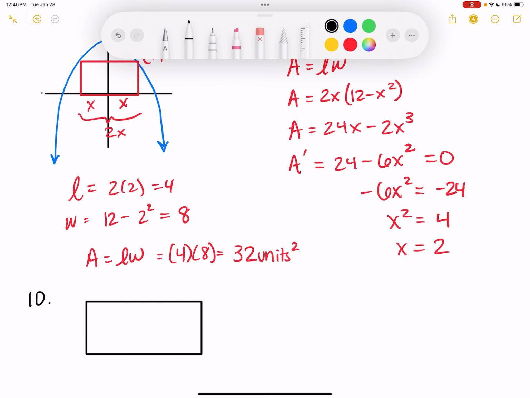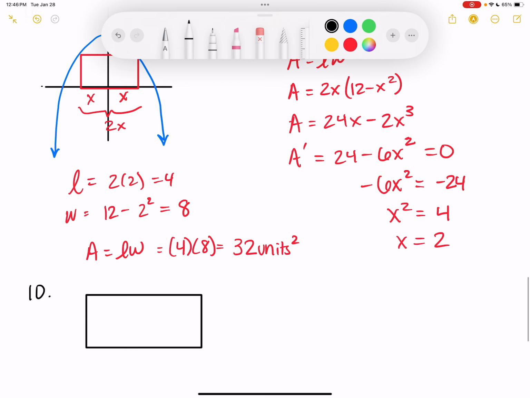I wasn't crazy when I said that I think understanding the problem will be the hardest part. We have a rectangular pea patch, and it has an area of 216 meters squared.